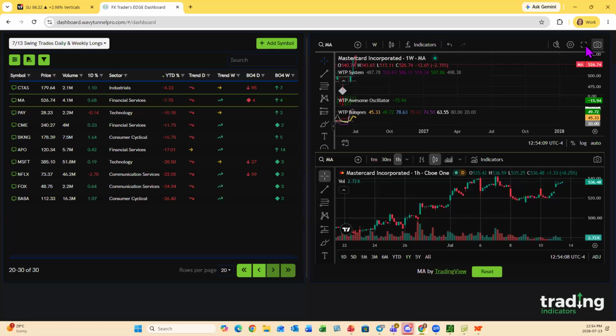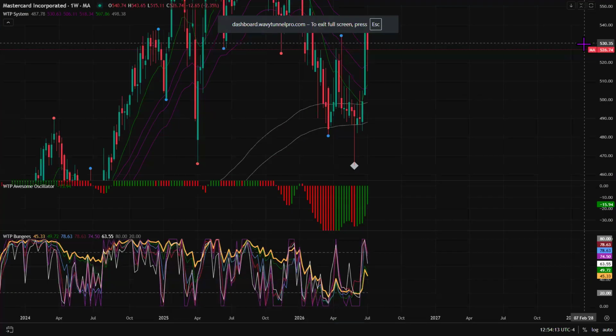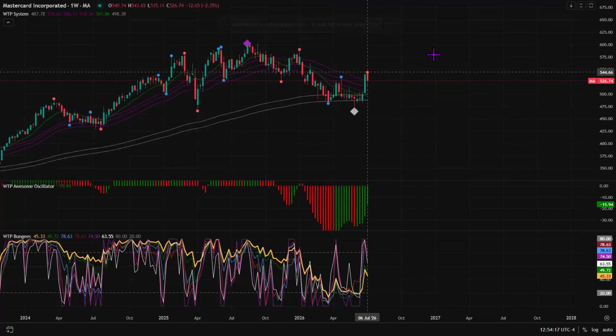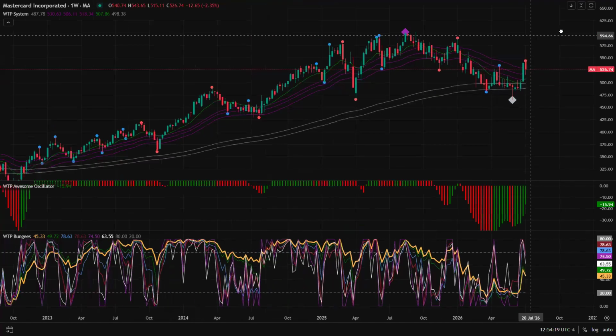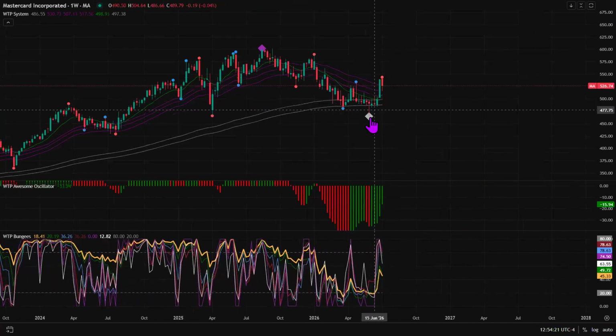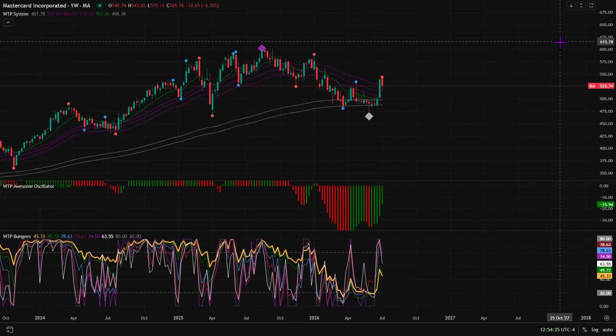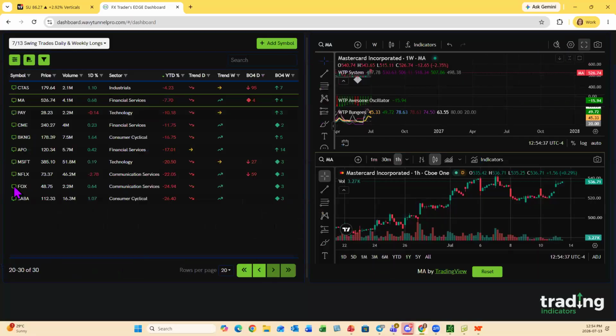But this is an expensive stock, MasterCard. It's trading $10 higher than where we closed it. But look at how beautiful this pattern is. Yeah, beautiful. We're up from this closing price at 491. We're now up to 536. All right, well, that's that.